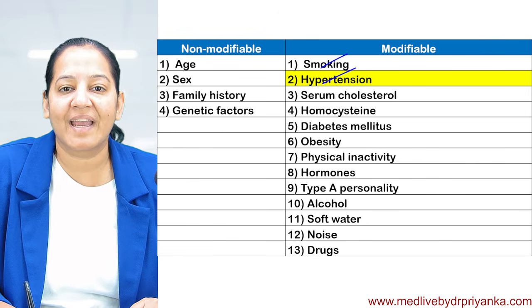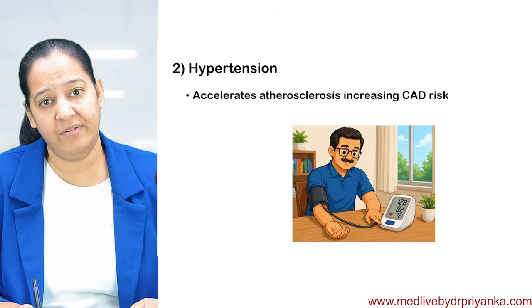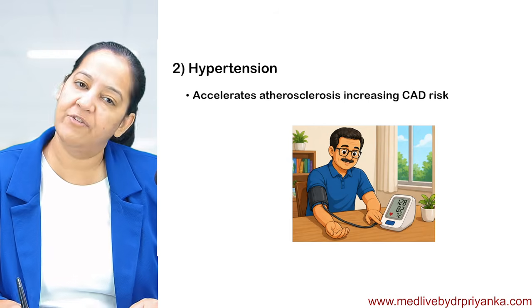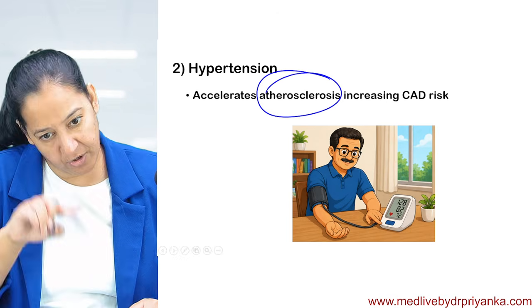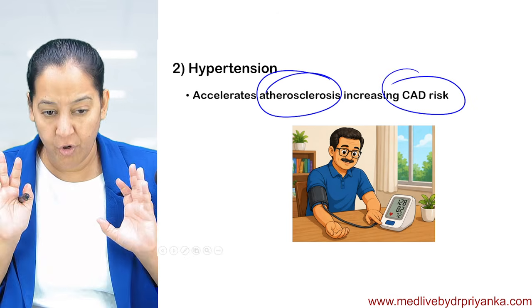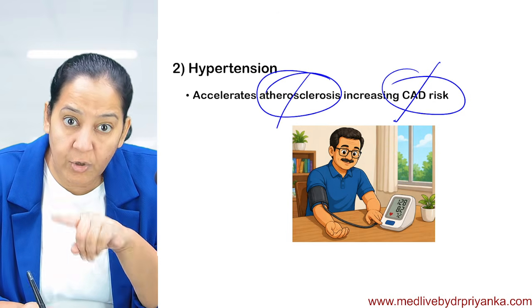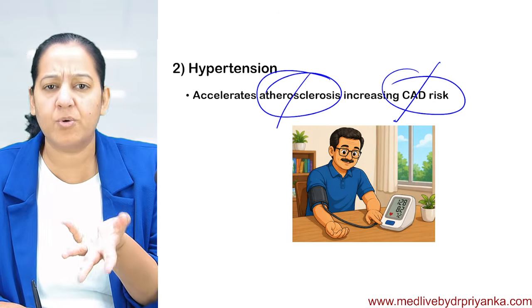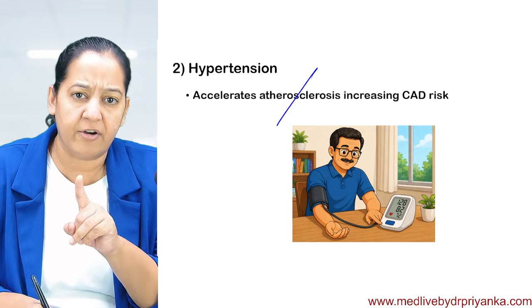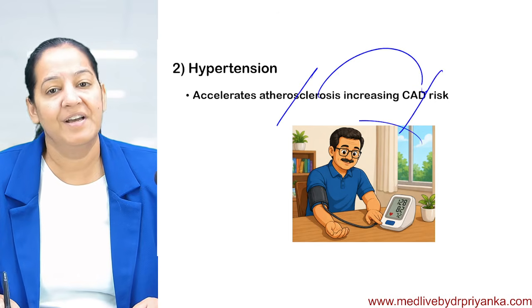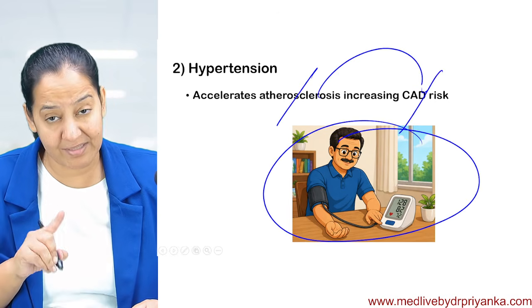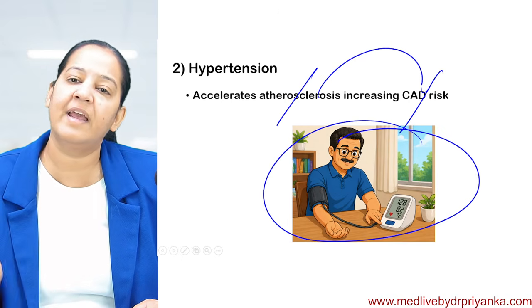So smoking. The second is hypertension. Increased BP. Hypertension increases the risk of atherosclerosis, and because of atherosclerosis there is CAD. I hope everyone got it. The main culprit in CAD is atherosclerosis in the coronary artery. So anything causing atherosclerosis in the coronary artery obviously increases the risk of CAD. So high BP increases the risk of atherosclerosis in the coronary, leading to CAD.